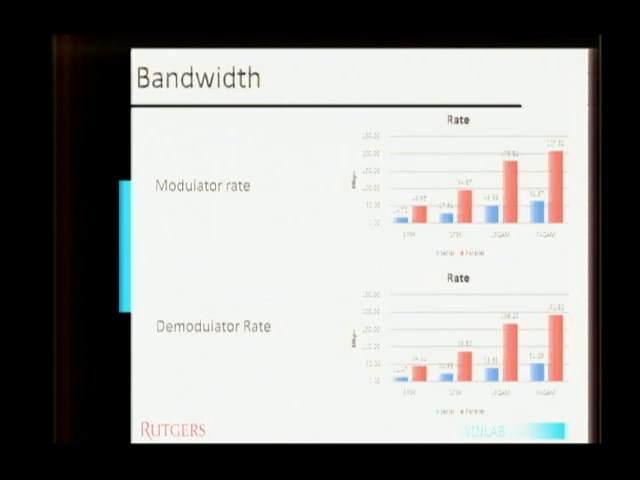I have converted all these values to rate since we're using a 50 megahertz clock on the system. We see that the modulator rate, that is the number of bits processed per second, in this case is 14. And once you use a parallel, it becomes 48. Similar for the demodulator, we see those 4 times jumps in the processing rate.